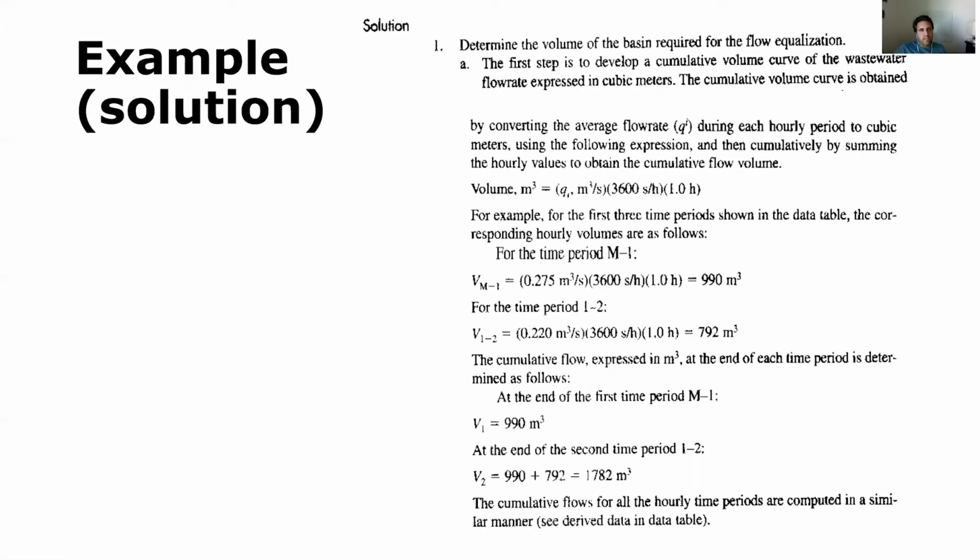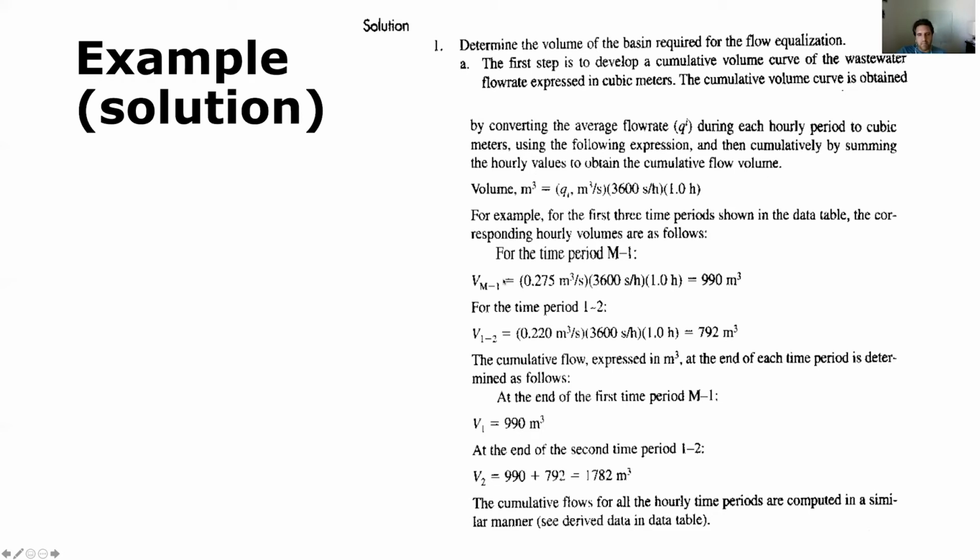All right, and here you can see the solution for that example problem, which is step by step. First, to determine the volume of the basin for flow equalization, develop a cumulative volume curve. You obtain that by converting the average flow rate during each hourly period to cubic meters using the expression shown here below. And then you sum those hourly values to obtain the cumulative flow volume.